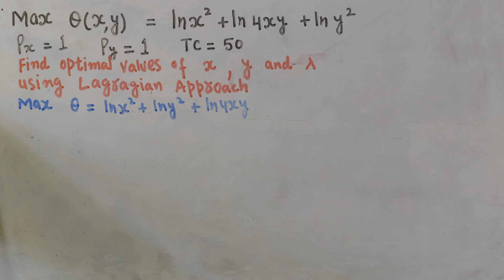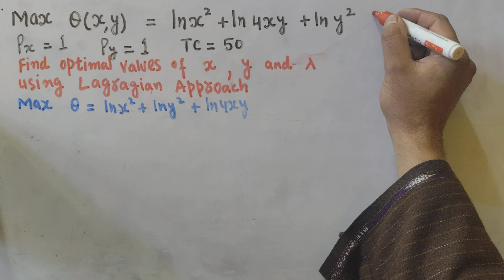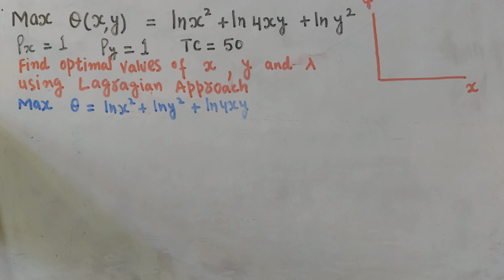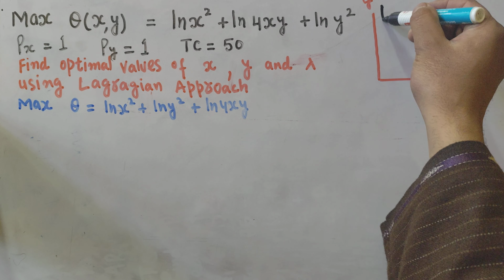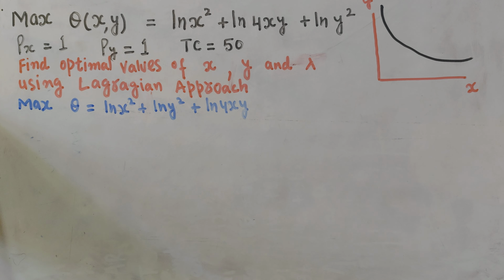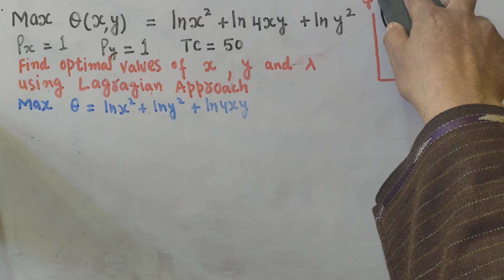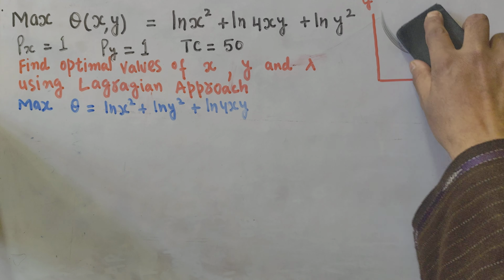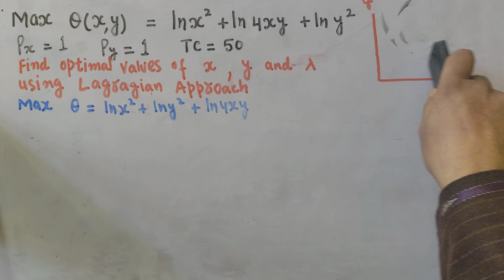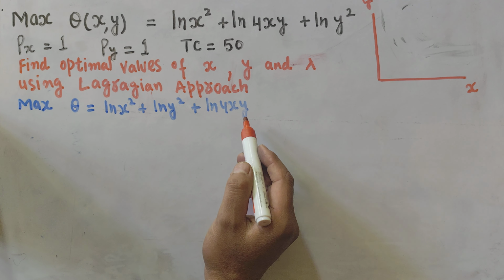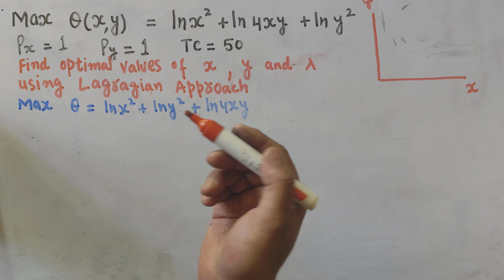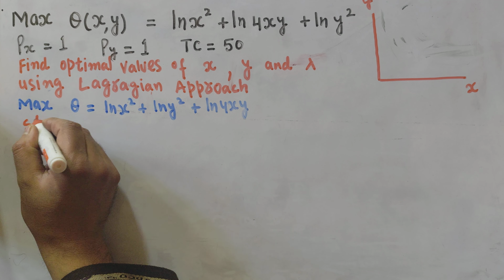So graphically, what exactly is meant by this? We are given x and y as the two inputs with the given production isocount. So we have this production isocount. Okay, so we want to maximize this isocount subject to the constraint that we are facing.